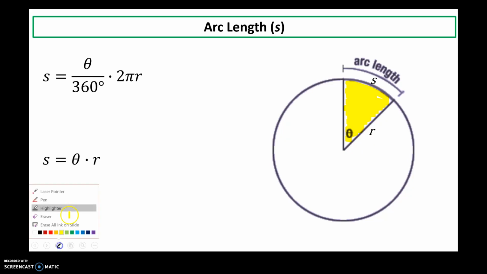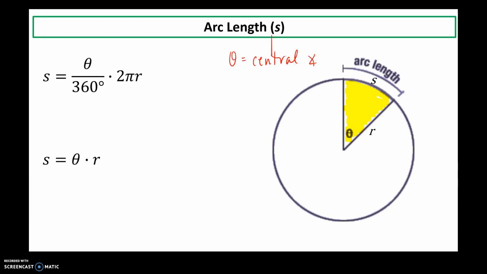A couple things here. Theta, we always write our unknown angle measure. Theta, we refer to that as our central angle. After lesson 7.1, theta is either going to be measured in degrees or radians. So if theta is measured in degrees or radians, it is a different formula, and we have a slide of all these things put together.